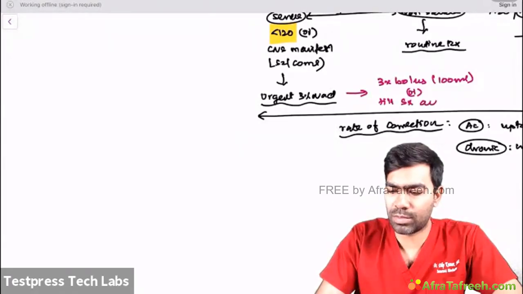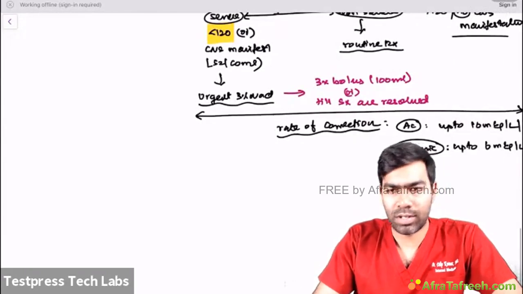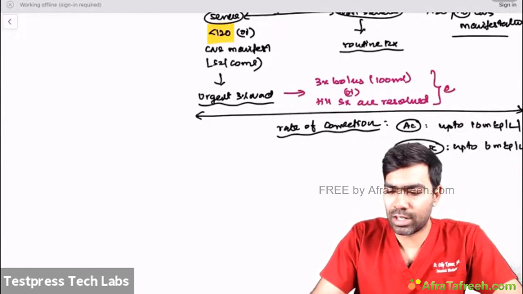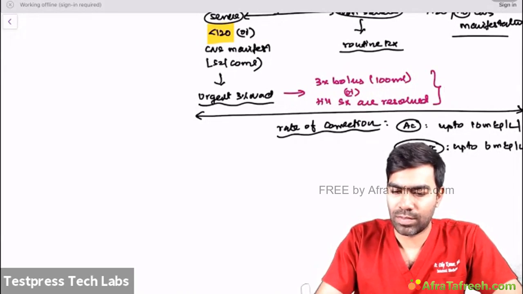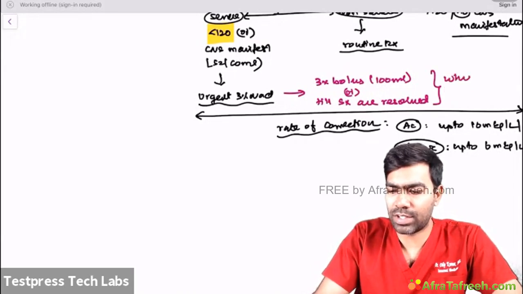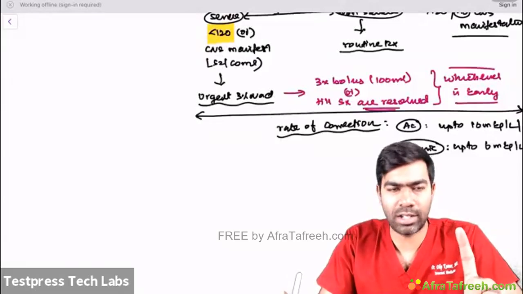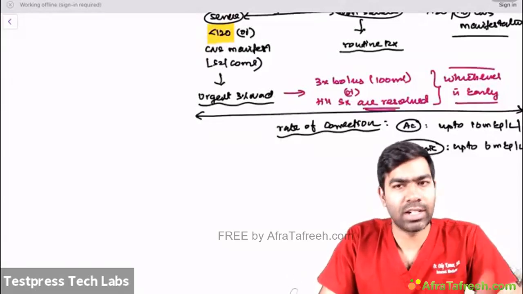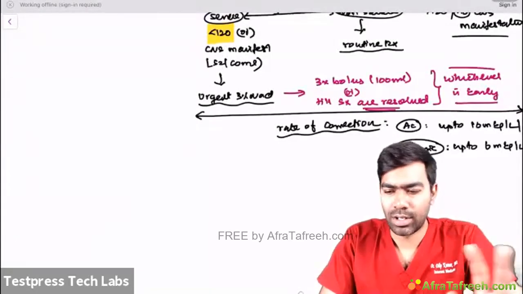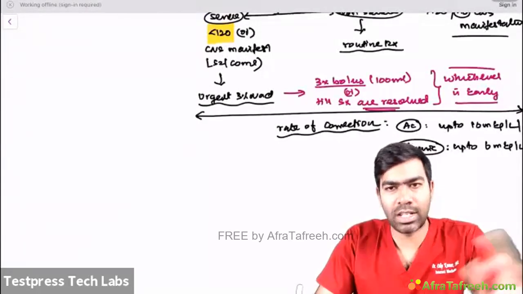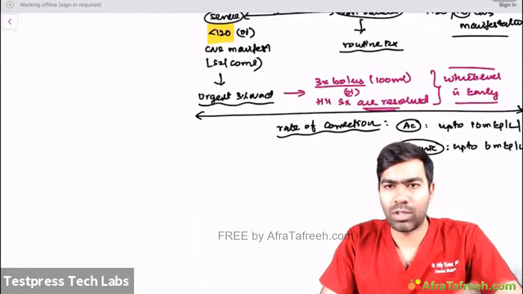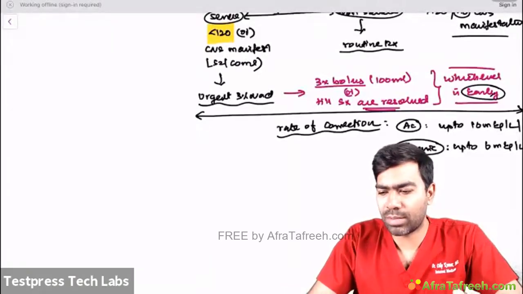Which means the CNS symptoms are resolved, like seizure or coma is getting better. So whichever is early. What do I mean by whichever is early? For example, if the patient's symptoms have been resolved with only one 100 ml bolus, then with that itself you can stop. You need not give the second one. Or if you have given 3 boluses and the patient has still not recovered, then you have to stop anyway, whichever is early. That's what I'm trying to tell.